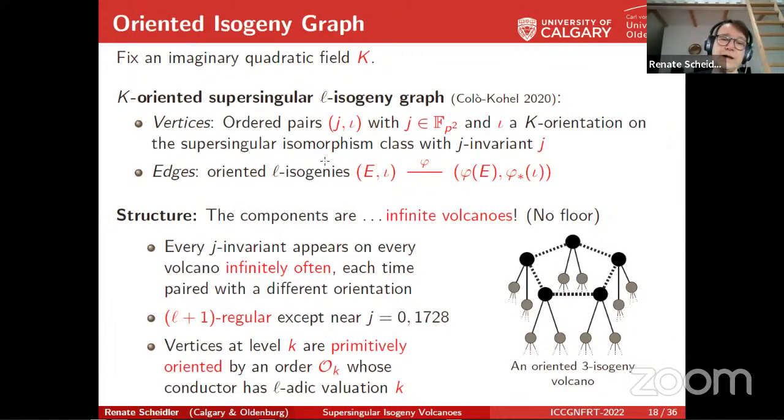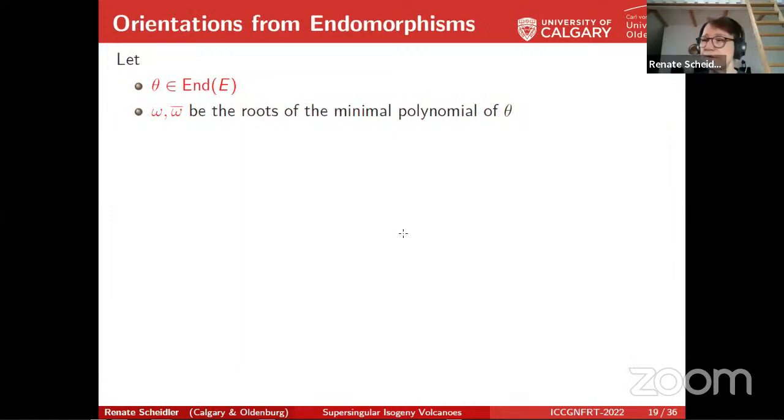Now, orientations are sort of a horrible thing to understand. And I remember it took me a long time to wrap my head around it. So we don't really want to work with orientations. We want to work with endomorphisms. Endomorphisms are something very concrete. They're maps. You specify them on generators, and then you know exactly how to evaluate them. And so let's abandon our orientations and let's just work with endomorphisms instead.